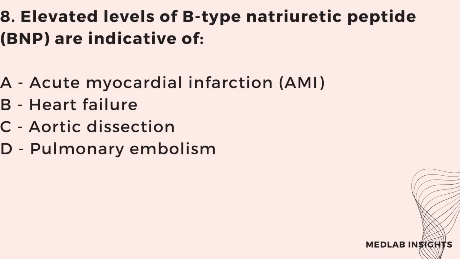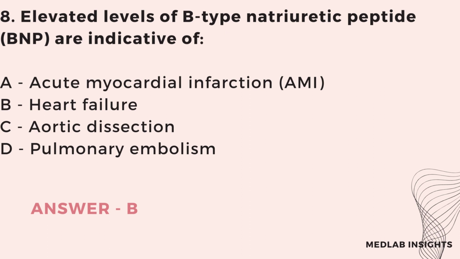Next, question number 8. Elevated levels of B-type natriuretic peptide are indicative of option A, acute myocardial infarction, option B, heart failure, option C, aortic dissection, option D, pulmonary embolism. The answer is option B, heart failure.